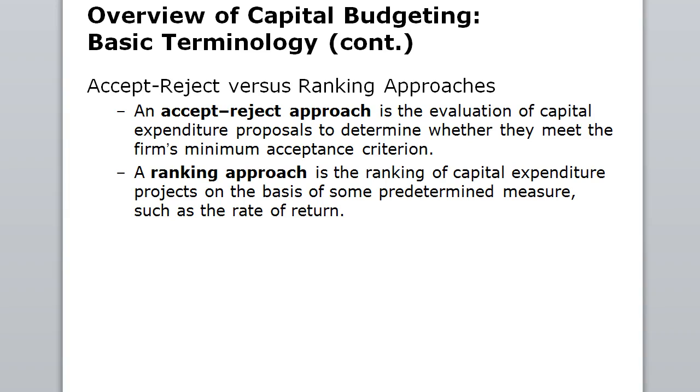Now, the accept, reject versus ranking approaches. So there are two approaches. The accept or reject approach, you evaluate the capital expenditure proposals and determine whether they meet the firm's minimum acceptable criteria or they don't. A ranking approach is when you rank the capital expenditure projects on the basis of some predetermined measure, such as rate of return or risk or both.